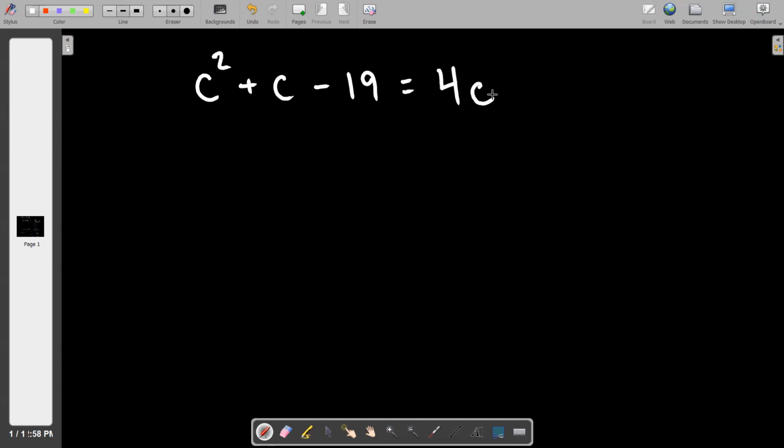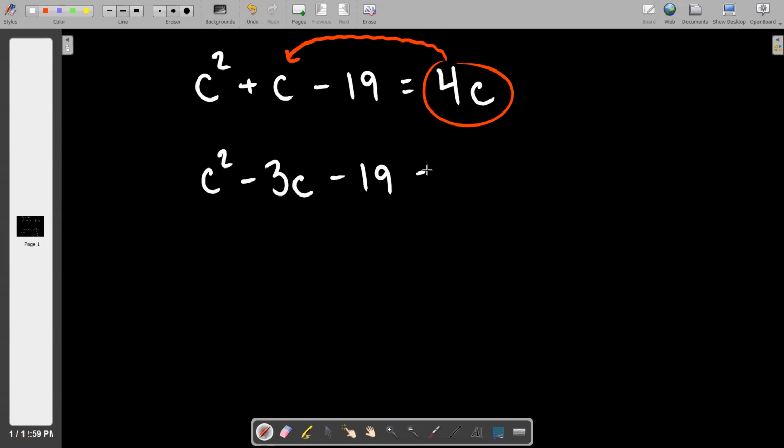Okay, interesting development. We can't proceed until we get all of the stuff to equal 0. So you understand, I think, that we have to take this positive 4C and turn it into a minus 4, yes, which combines. So our ready to go is C squared minus 3C minus 19. Now are we good to go? Okay, so what's A, B, C? Good.